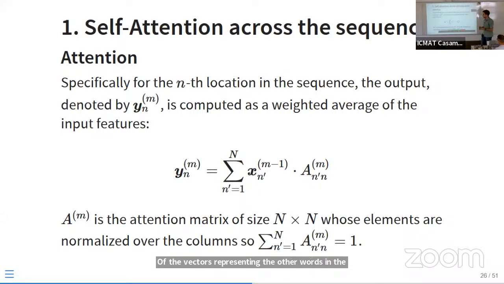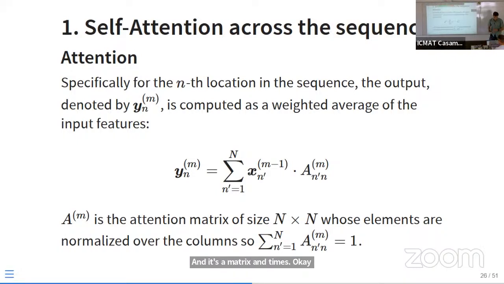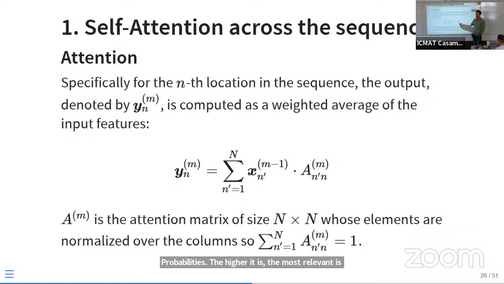The intuition here is that if the word in position n prime is very relevant to give meaning to the word in position n, then this value is going to be high. This is what is called the attention matrix, a matrix N times N whose elements are normalized over columns to sum one. So you can understand them as probabilities. The higher it is, the more relevant the word in position n prime is to the word in position n.